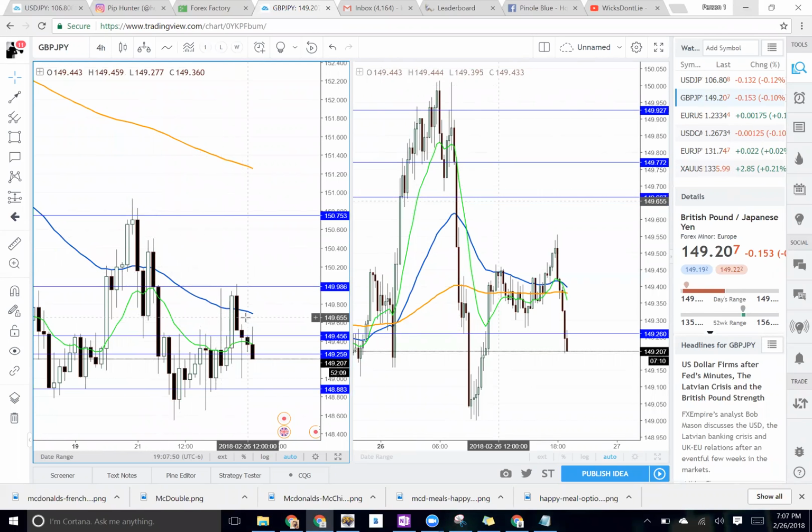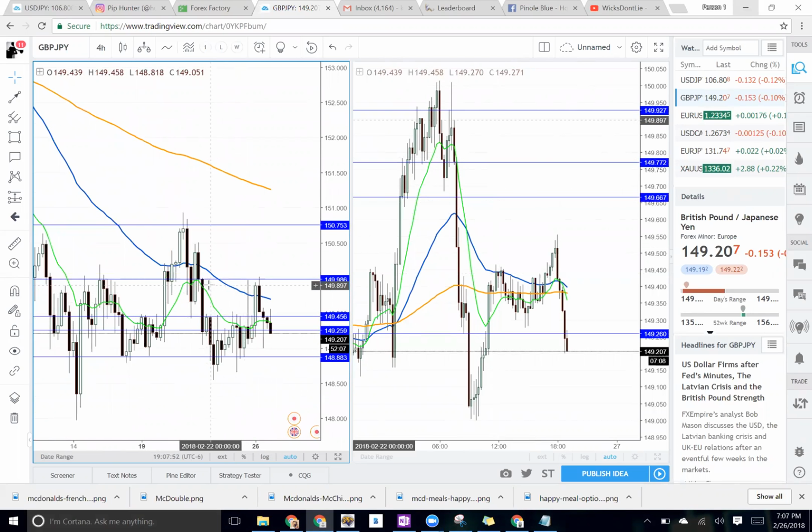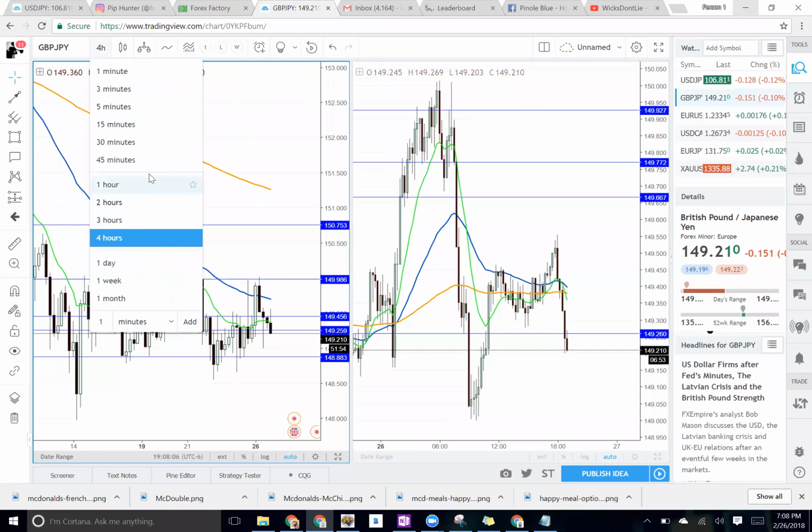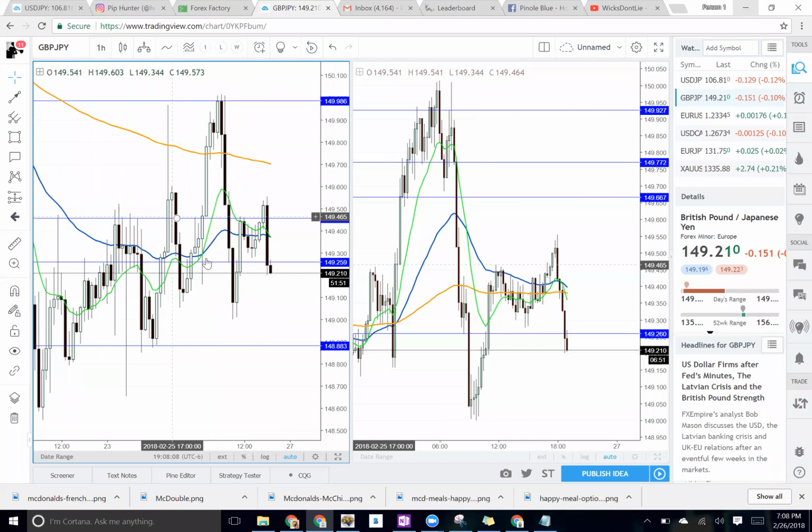Let's see. Yeah, I wouldn't be surprised if we filled this wick right there. All right, let's see how the hourly looks.